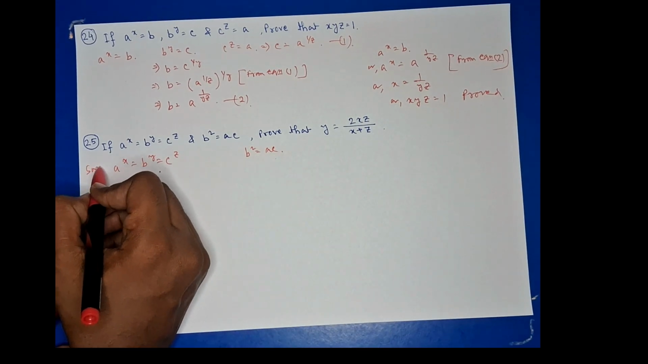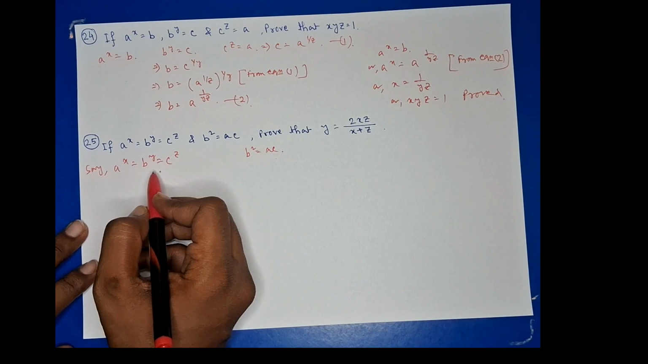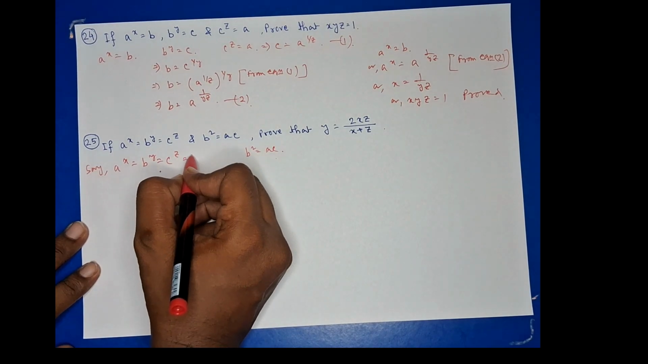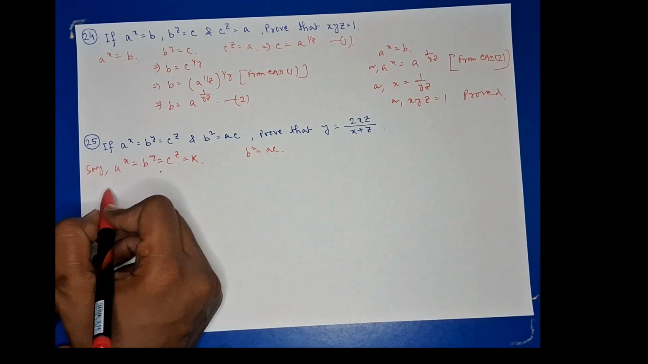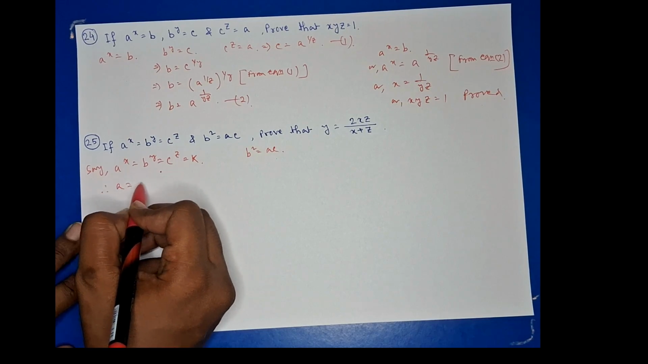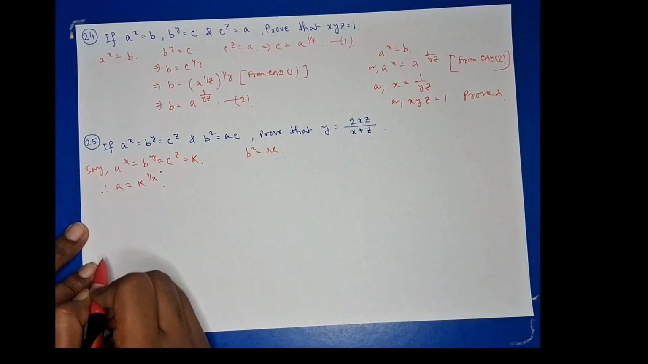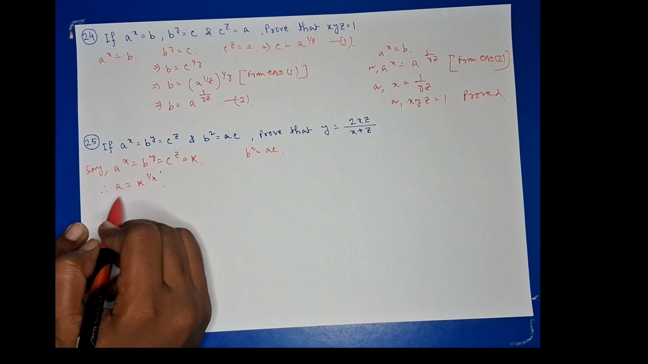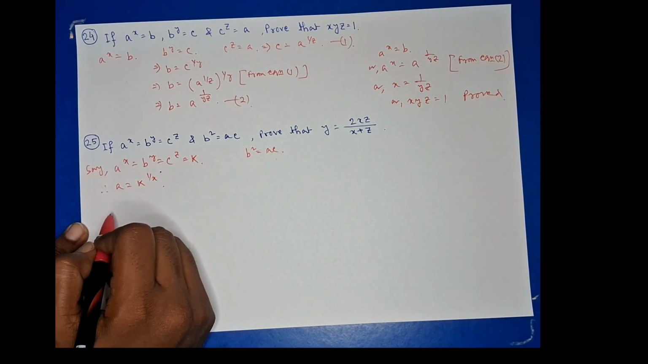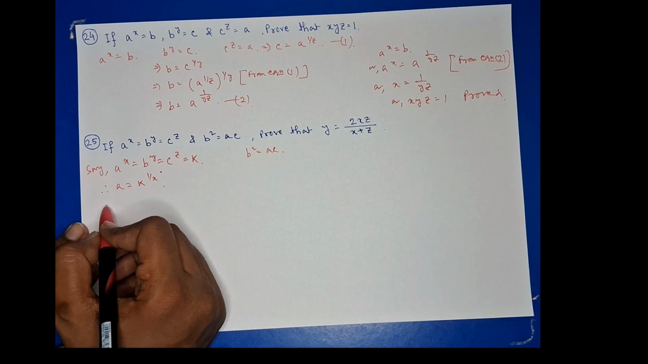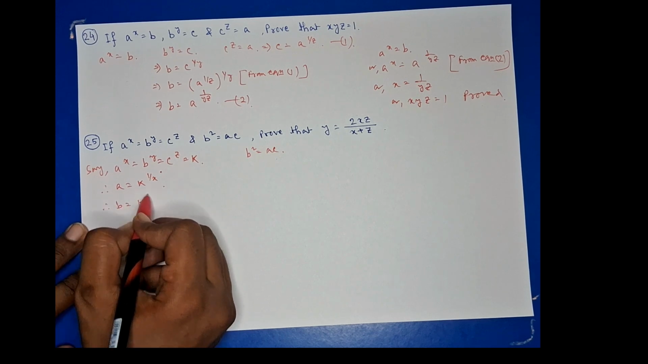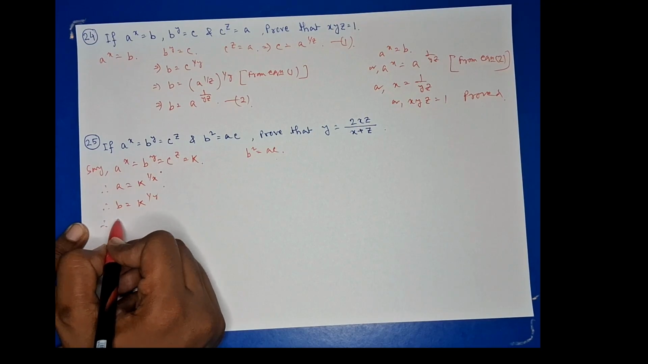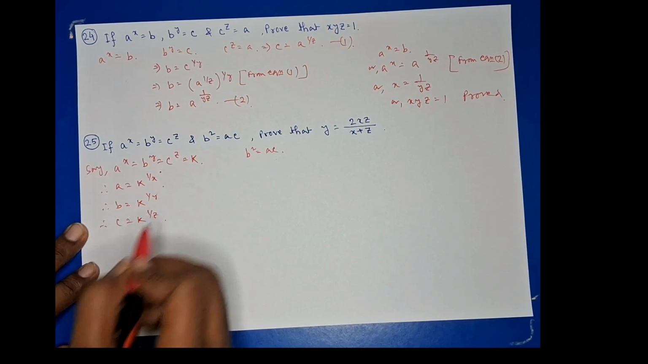Say a to the power x is equal to b to the power y is equal to c to the power z is equal to k. That means what we can write, a is equal to k to the power 1 by x. If a to the power x is equal to k, then can we write a is equal to k to the power 1 by x? We can write. Okay, so b is equal to k to the power 1 by y. Similarly, c is equal to k to the power 1 by z.